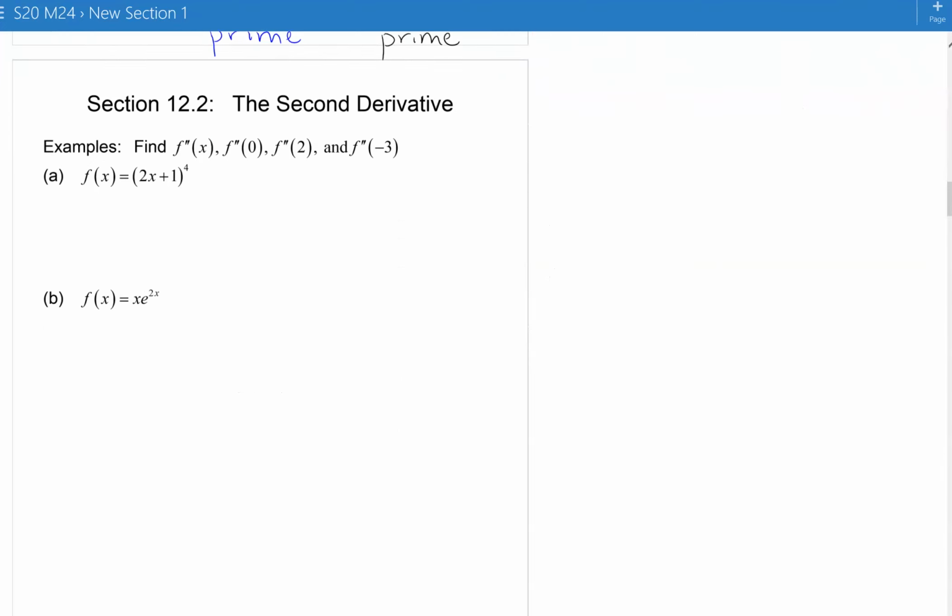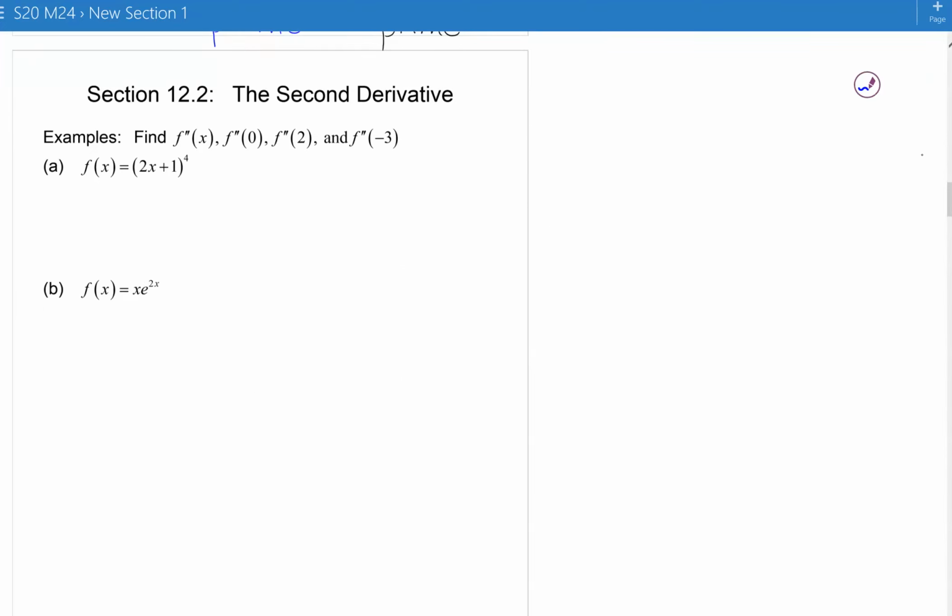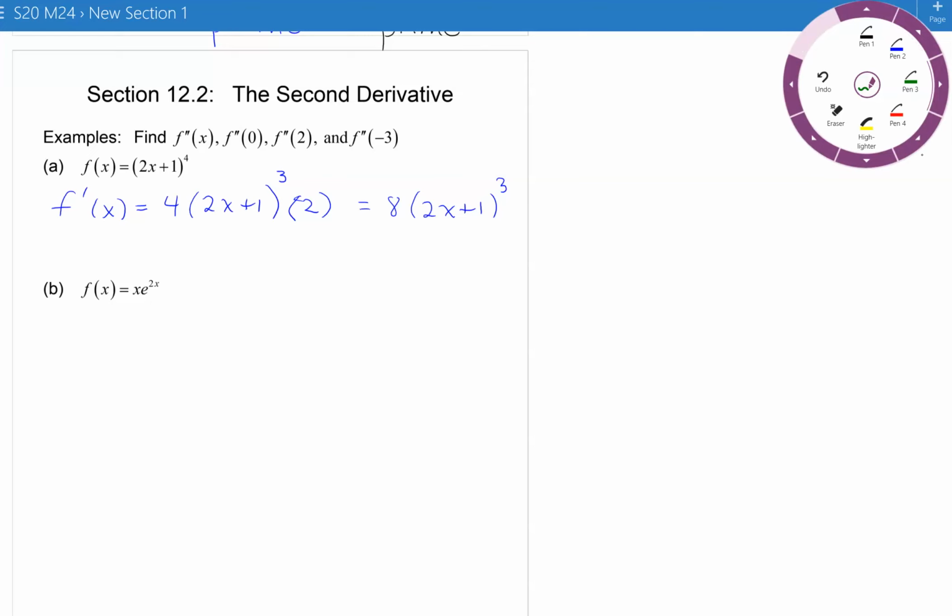Okay, so let's do some examples. So for this function, the first derivative needs the chain rule. So the 4 would come down in the front. Don't change the inside, to the new power of 3, times the derivative of the inside. So that's going to be 8 times 2x plus 1 cubed. So that's the first derivative.